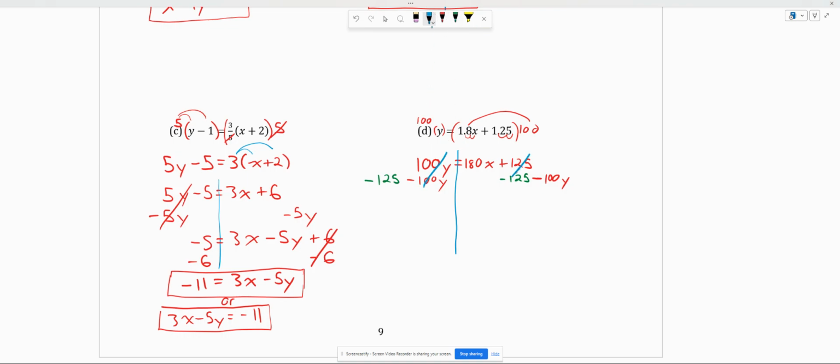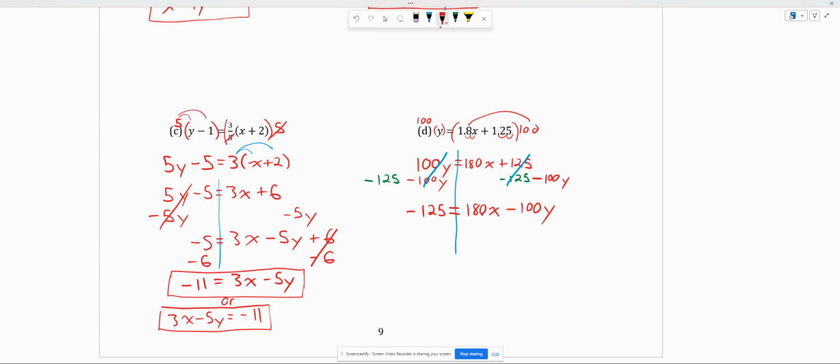This will cancel, and we can see clearly what's left over. Well, I'll just have the negative 125 on the left side. And then over here, I'll have 180x. That's canceled, so minus 100y. Okay, now we can see here we do have it in standard form, except, well, we've gotten rid of the decimals. Okay, we're in the right order.